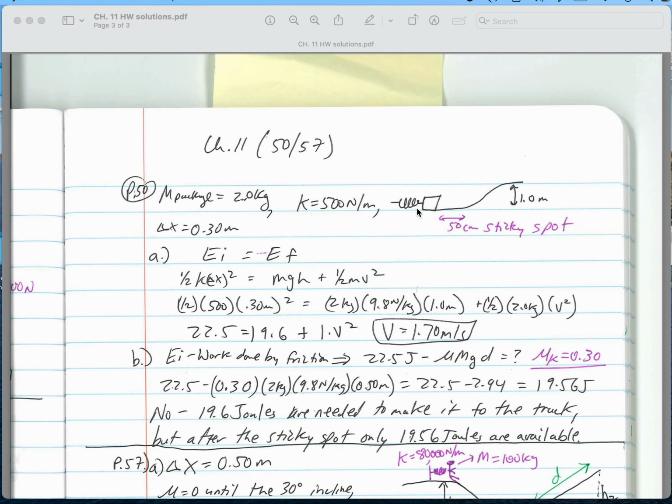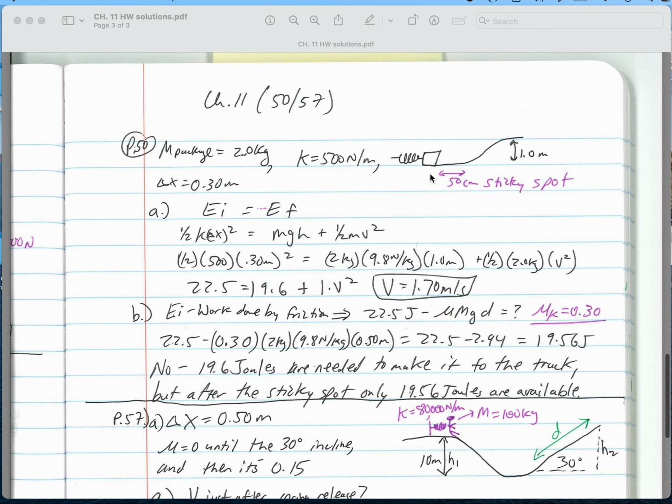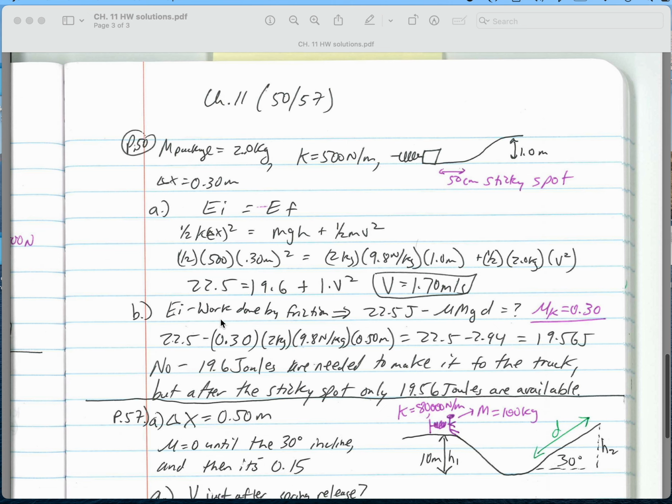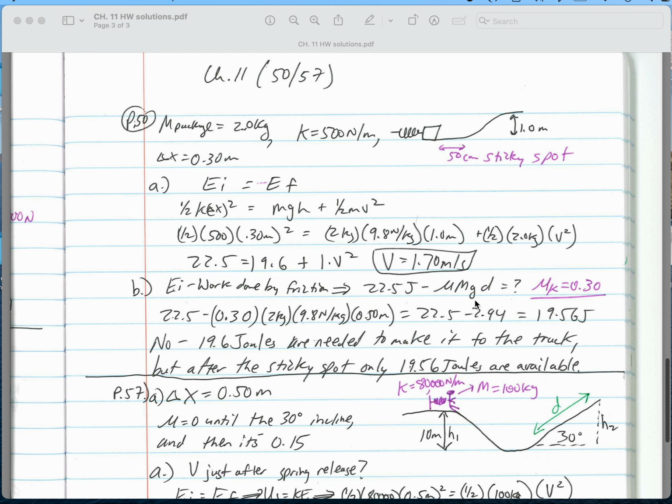The spring pushing something up the hill, and then there was a sticky spot. So initially it did make it up this 1 meter distance to the truck bed at 1.7 meters per second. Again, EI equals EF. Initially you have spring energy, at the end you have kinetic energy and gravitational potential energy. But if you have work done by friction, we're going to lose that amount of work from the initial spring energy. So we only have 19.56 joules mechanical energy left, and you need 19.6 to make it to the truck. So it would almost make it, but not quite.